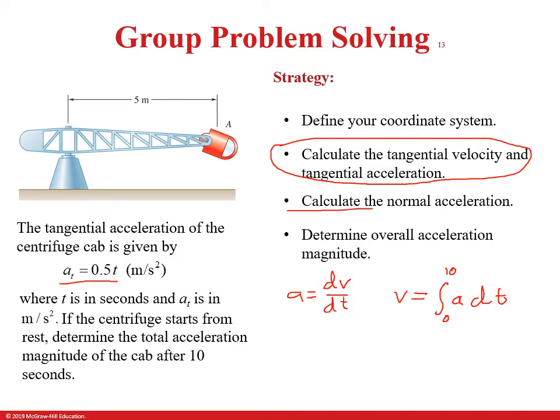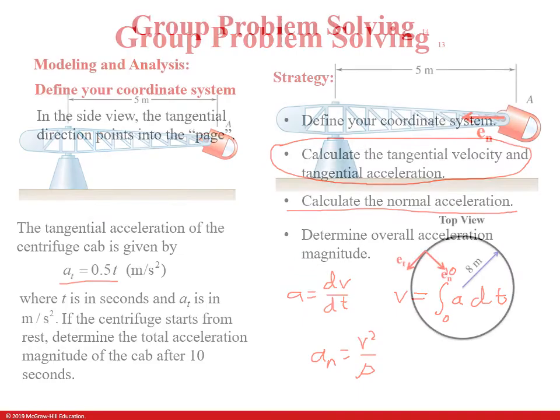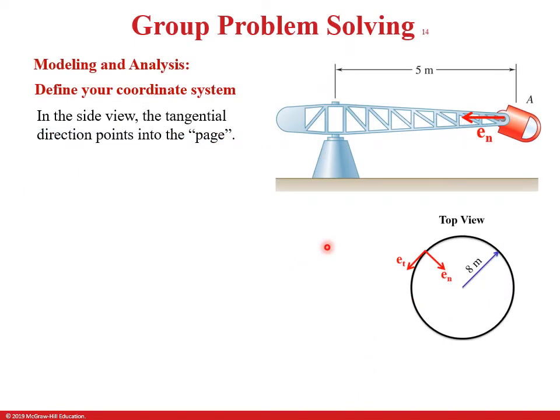We'll have to calculate the normal acceleration. That's not too bad because we know that formula. Once we have this velocity term, or speed, I've written that down a few times now. The normal acceleration equals v squared over rho. So no problem there. And then determine the overall acceleration. That's the Pythagorean theorem. So let's get going with that.